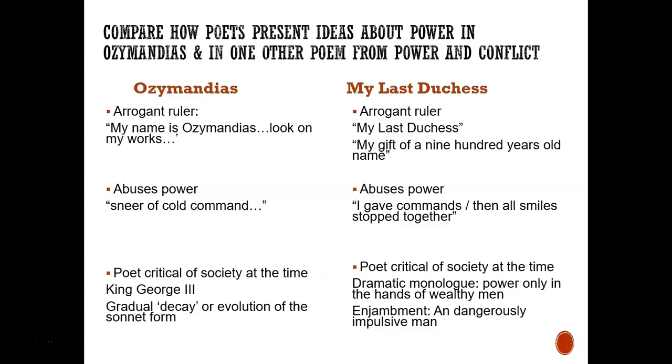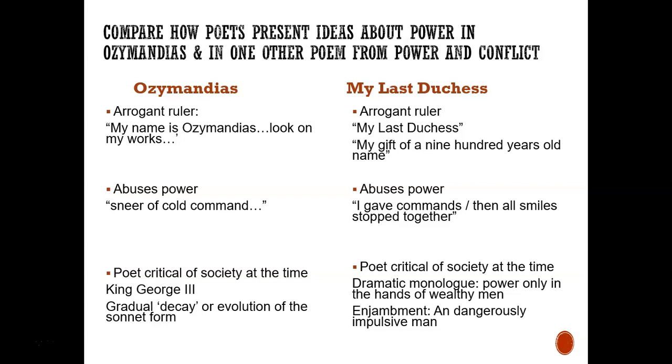You've got the cold command, and then I gave commands. And the inference, the implication, all smiles stopped, he killed his Duchess. And again some points raised by Mr. Bruff. It's dramatic monologue. So again it's one-sided, mono, one, power only in the hands of wealthy men. Then the enjambment and the fact that it's only one long stanza shows that this man is irresponsible and impulsive. So it is wrong that the power is in his hands only, and that power is only in the hands of wealthy men in general.